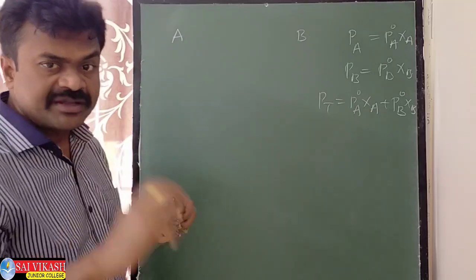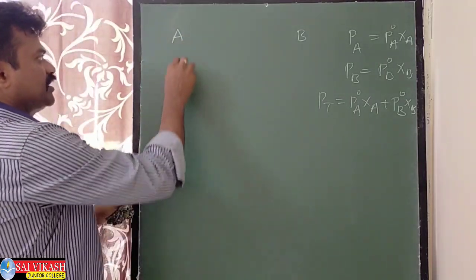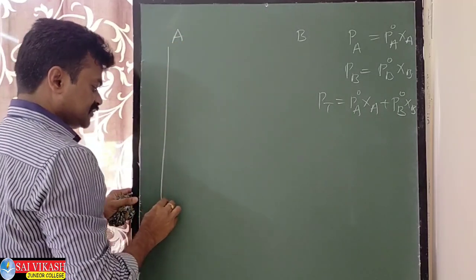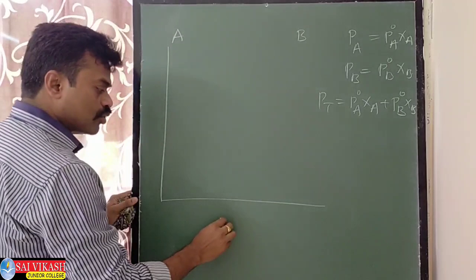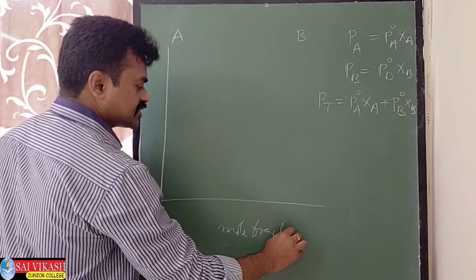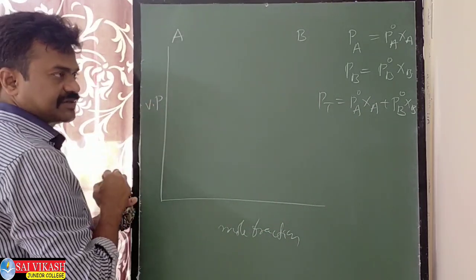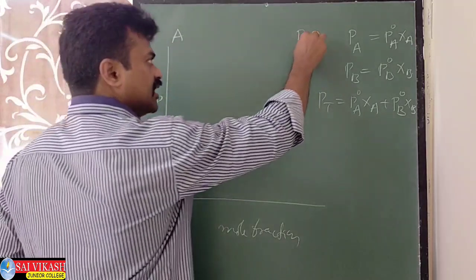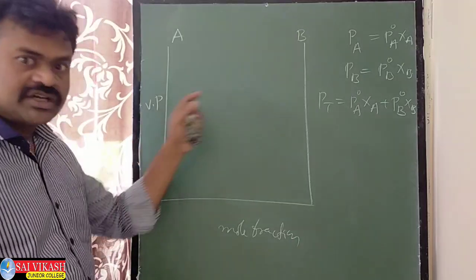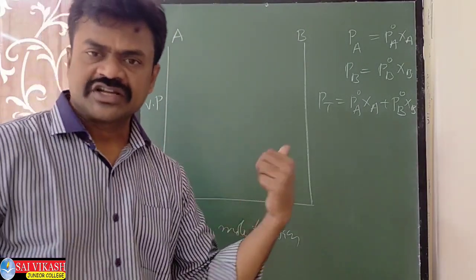See, before mixing B to the A, what happens, I will show. So I am drawing the graph between vapor pressure and mole fraction. Here I am taking the mole fractions XA and XB. Here I am taking the vapor pressures for the liquid component A and for the liquid component B also. Both graphs for both components I am giving. For the solution we are drawing the graph now.